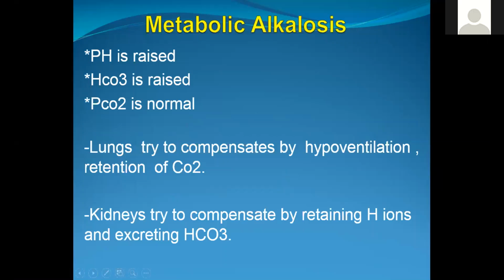The fourth disorder is metabolic alkalosis. Here our pH will be more than 7.45, bicarb also will be high, and PCO2 will be normal. You can expect here our lungs will try to compensate by hypoventilating to retain more CO2. Kidneys also try to compensate by retaining hydrogen ions and excreting more bicarb.